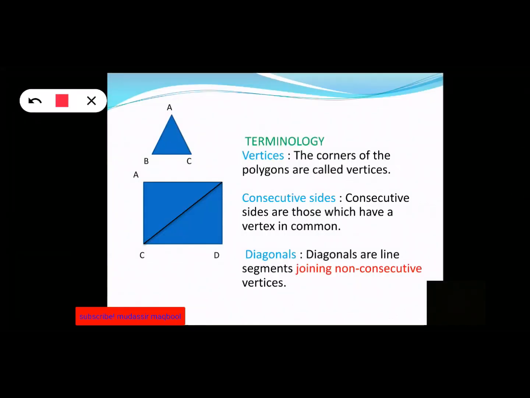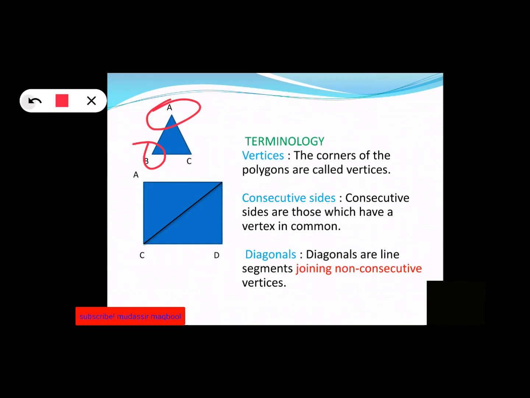Let's talk about the basic terminology that will help us in better understanding of polygons. First, we have the vertices. Vertices are simply the corners of the polygon. For example, we have a triangle ABC, which is the least polygon. In this triangle, we have three corners, A, B, and C. These corners are called the vertices of the triangle or vertices of the least polygon.